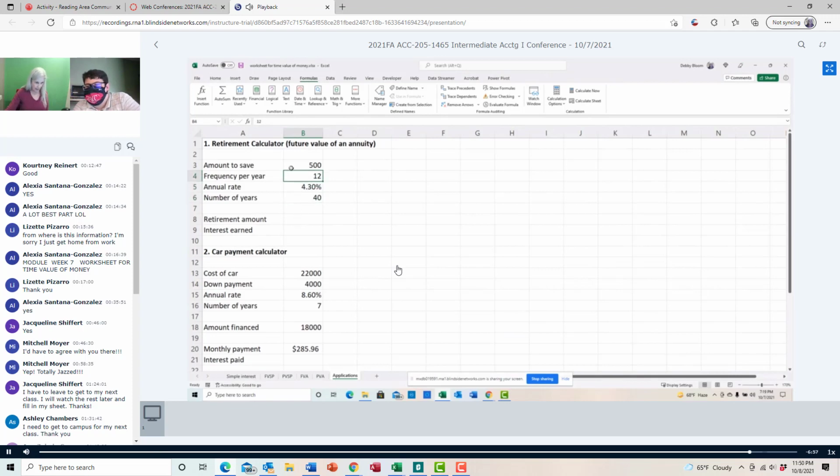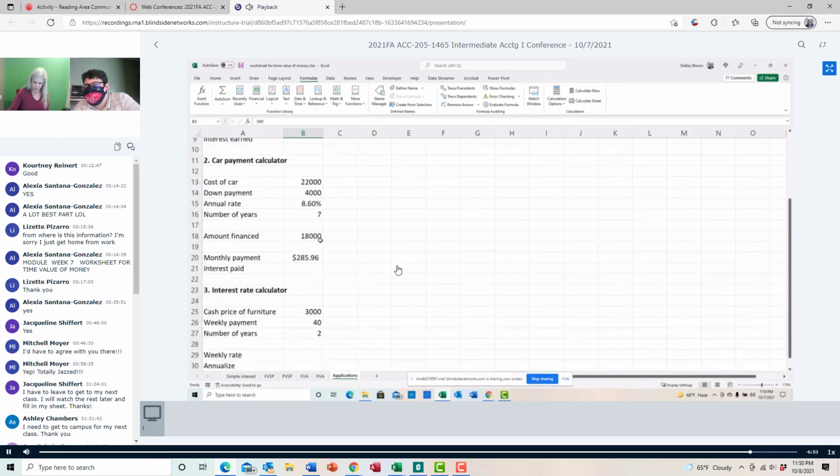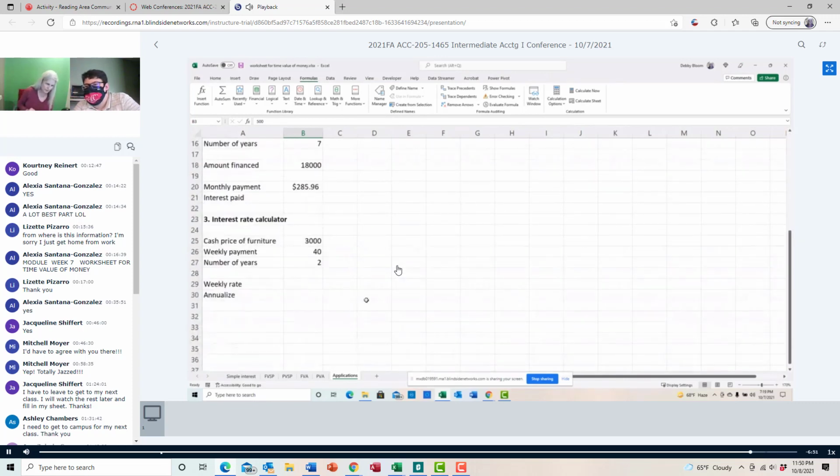My amount to save would be $500. But this one is really cool. If you'll bear with me for a moment, you could actually use Excel to calculate an imputed interest rate. So if somebody won't tell you an interest rate, you can use Excel to calculate what interest rate they're charging you.